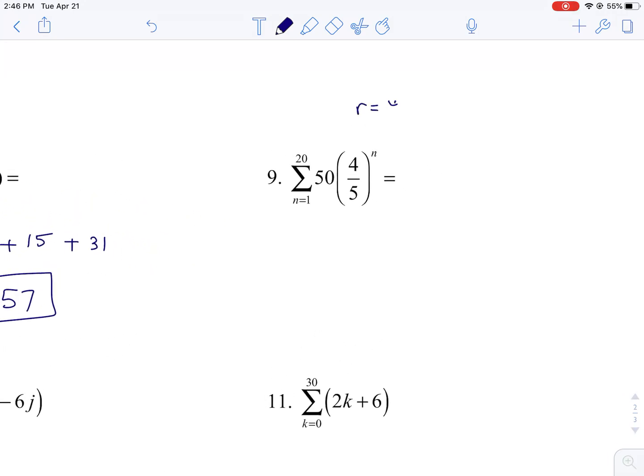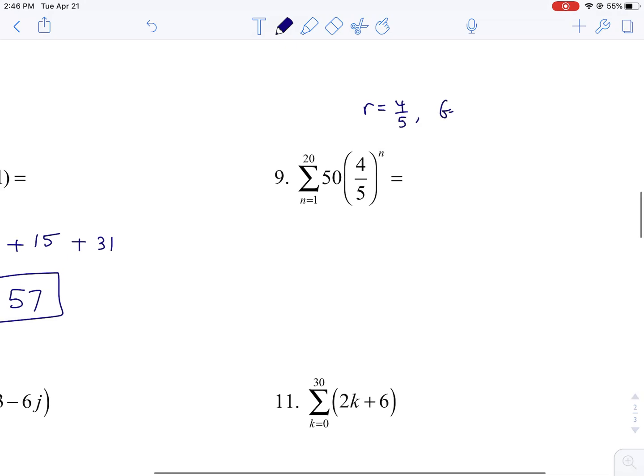This next one here, you're repeatedly multiplying by 4/5, so that's geometric. Okay, and your first term here, if you look at it, is 40, right? Because if you plug in 1, you're going to get 40.